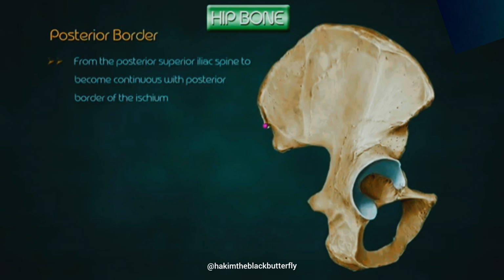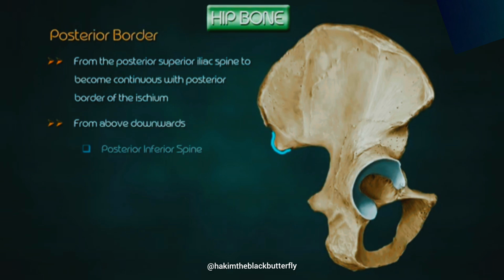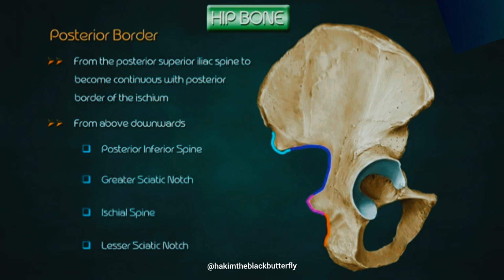Posterior border. It extends from the posterior superior iliac spine to become continuous with the posterior border of the ischium. From above downwards, it presents with posterior inferior spine, greater sciatic notch, ischial spine, lesser sciatic notch.